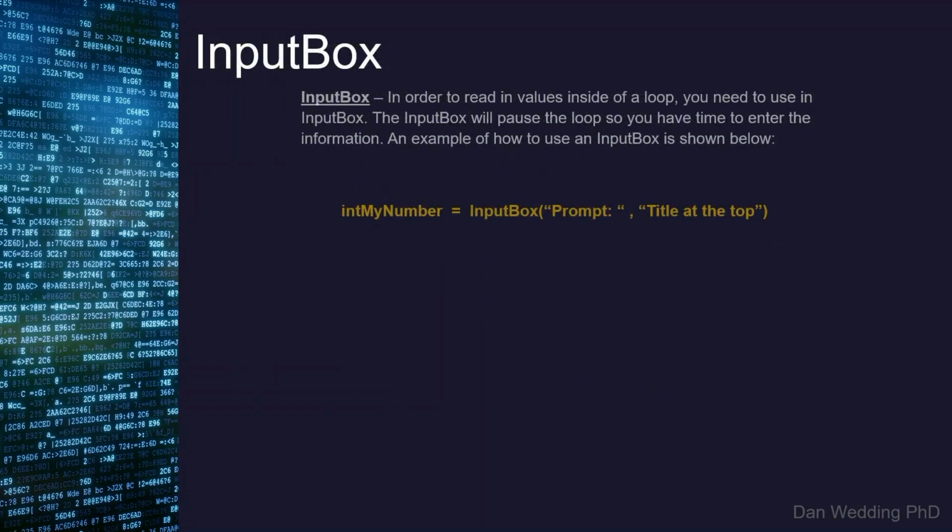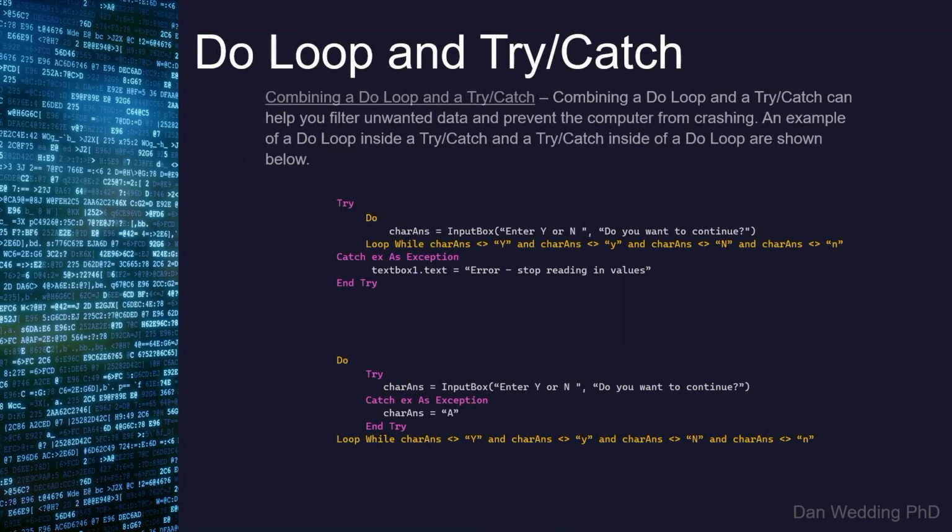In order to read values inside of a loop, you will need to use an input box. The input box will pause the loop so you have time to enter the information. An example of how to use an input box is shown below. Combining a do loop and a try catch can help you filter unwanted data and prevent the computer from crashing. An example of a do loop inside of a try catch and a try catch inside of a do loop are shown below.